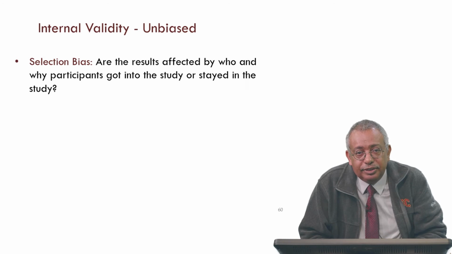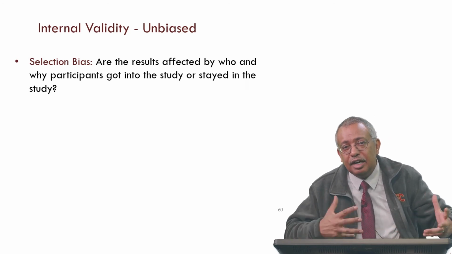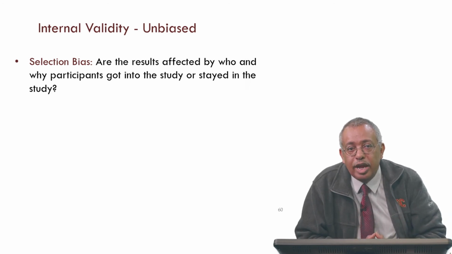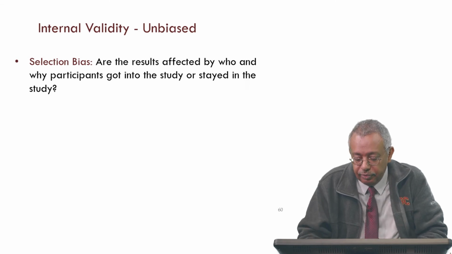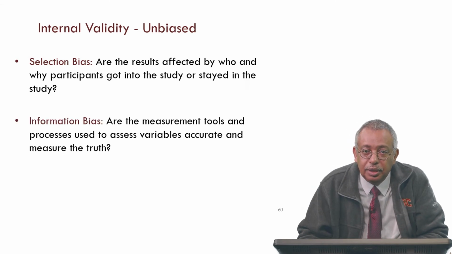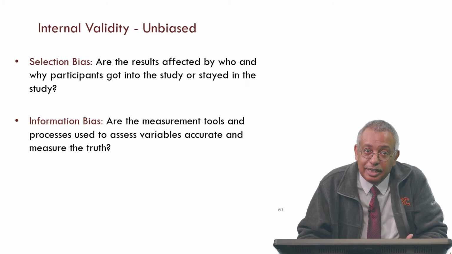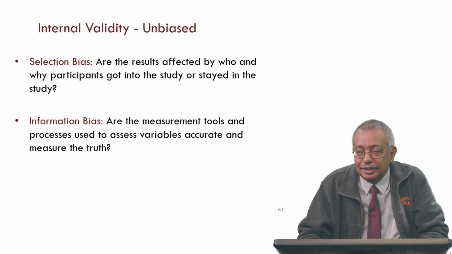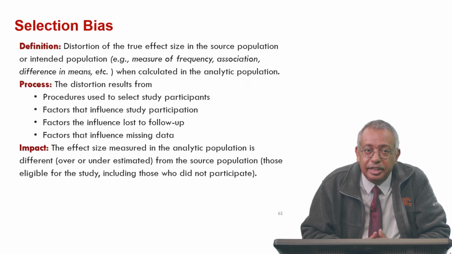So selection bias. What do we mean by this? In this case, you're basically asking the question, are the results affected by who and why participants got into the study or remained in the study? That's one thing you need to pay attention to. That's the question you're really asking when you talk about selection bias. Information bias is essentially where you're asking the question, are the measurement tools and processes used to assess variables accurate, and do they measure the truth? That's the other fundamentally important question.